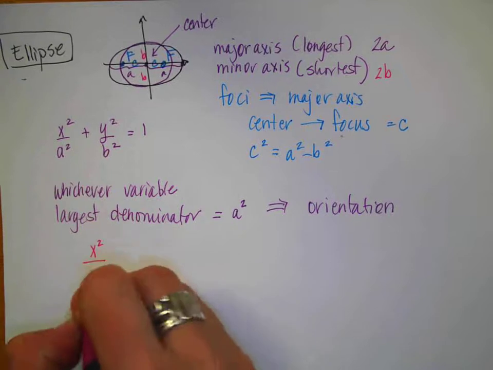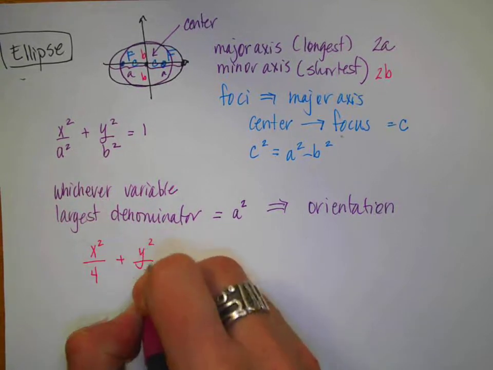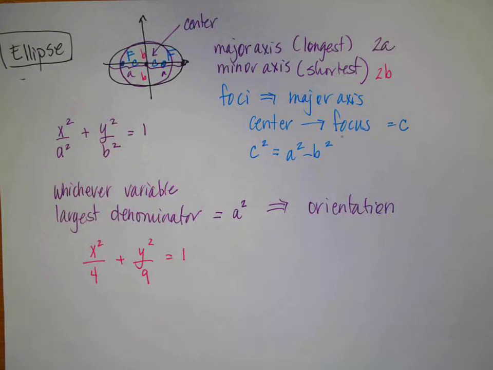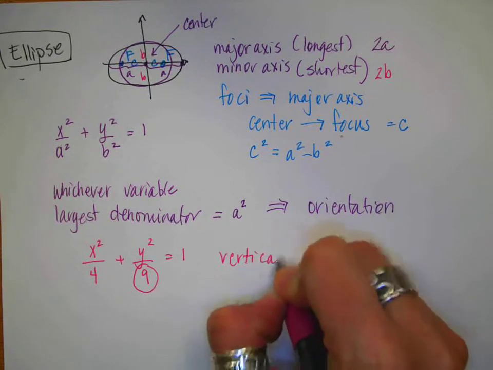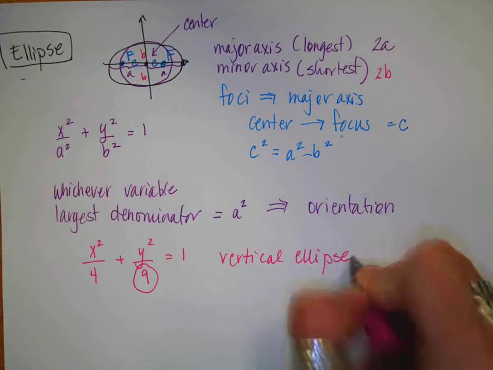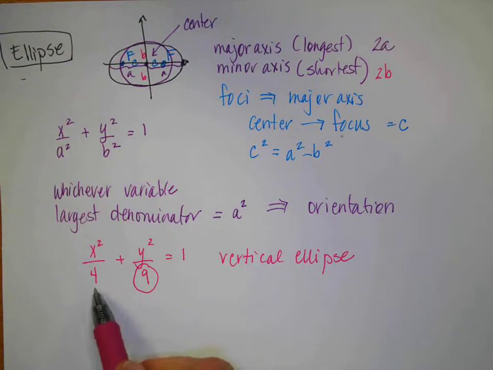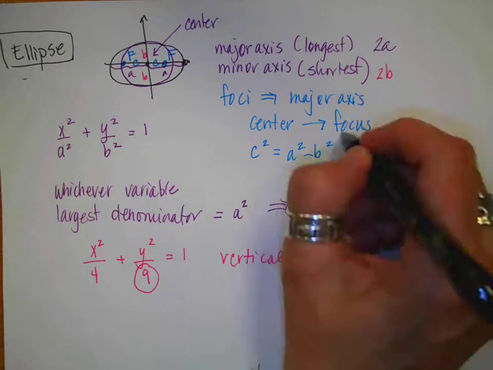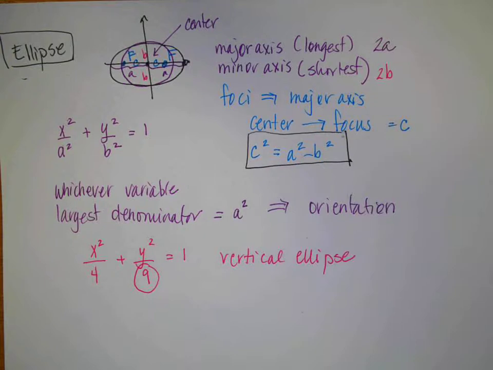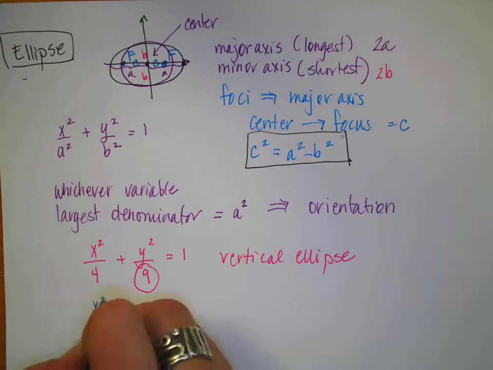So let's say I have x squared over 4 plus y squared over 9 is equal to 1. This is the bigger number. It's under the y, therefore, this is a vertical ellipse. Okay? And I would know A and B, and so then I could use this handy-dandy formula to find C if I needed to. I could find coordinates of my major axis, my minor axis. I could find coordinates of my foci. We can do all kinds of things once I know A, B, and C.